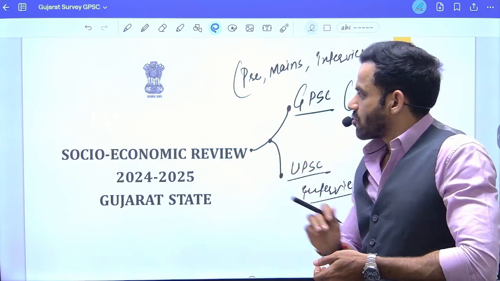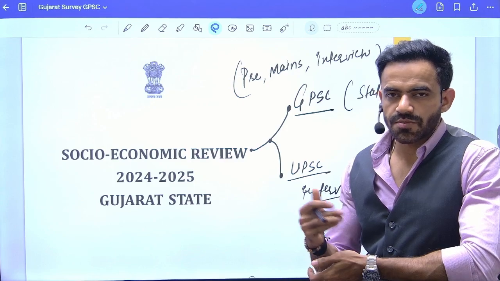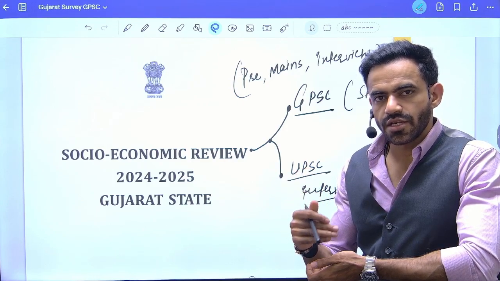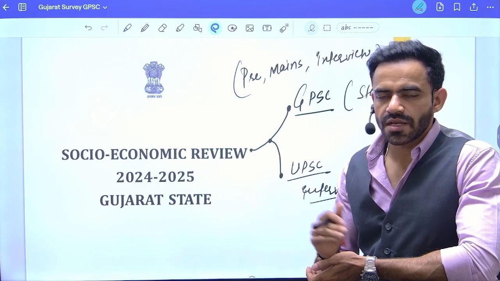Now, those who are going to appear in GPSC, that is Gujarat Public Service Commission, of course, it is going to be important not only in interview stage but also at prelims and mains stage.